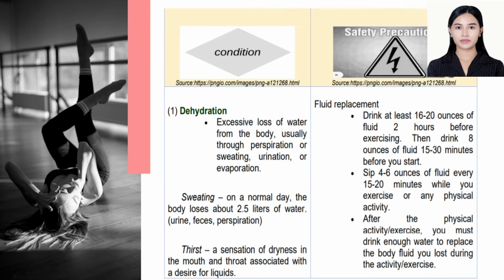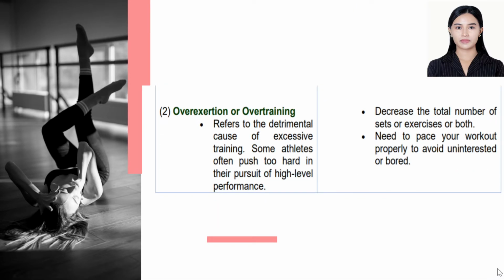So these are the safety precautions. You have to drink at least 16 to 20 ounces of fluid 2 hours before exercising. You have to sip 4 to 6 ounces of fluid every 15 to 20 minutes while you exercise. After the physical activity or exercise, you must drink enough water to replace the body fluid you lost during the activity or exercise.